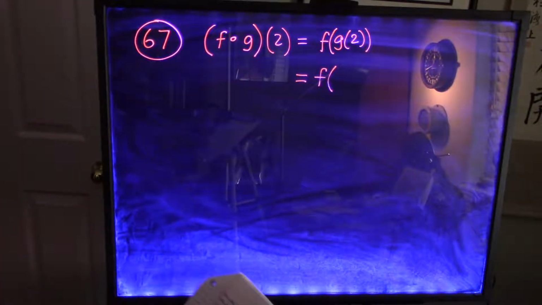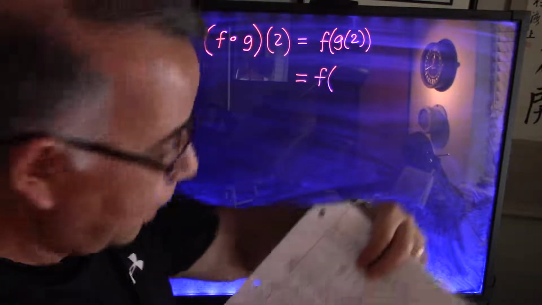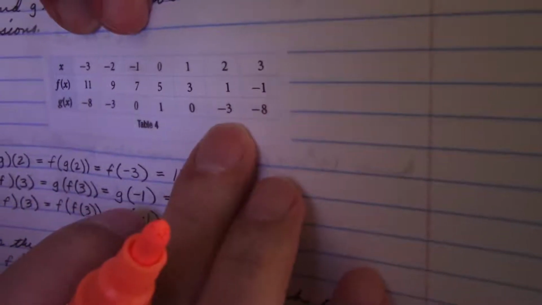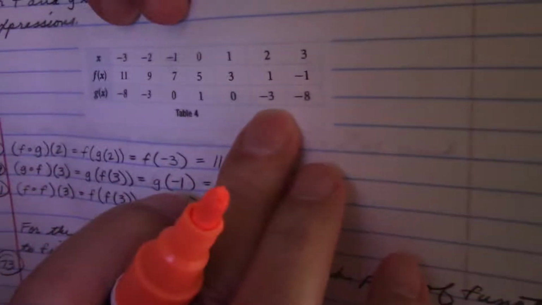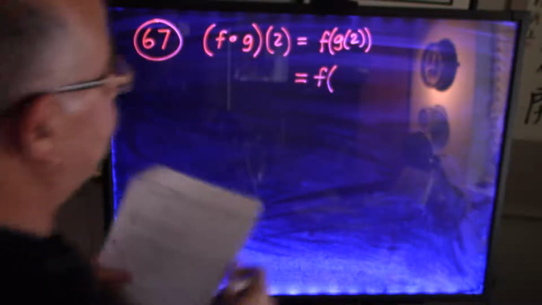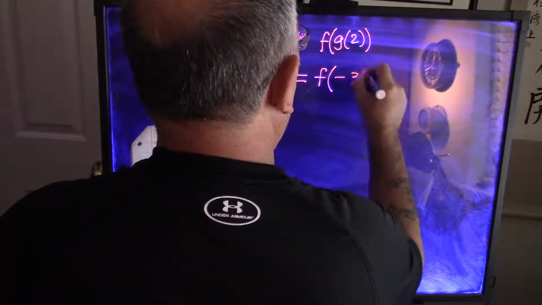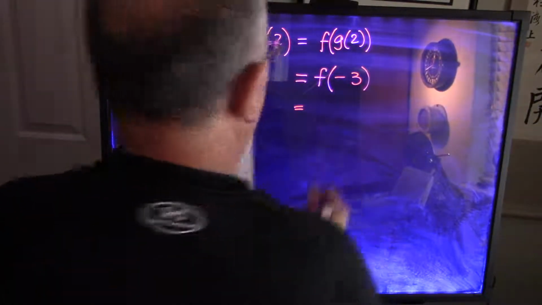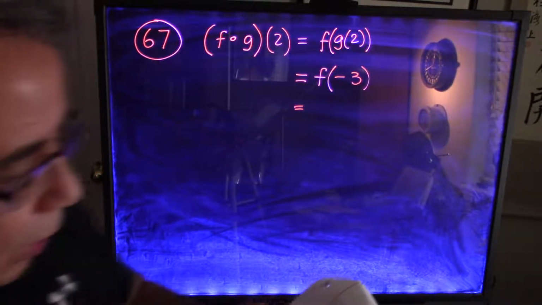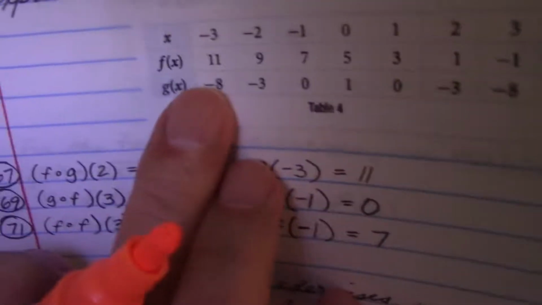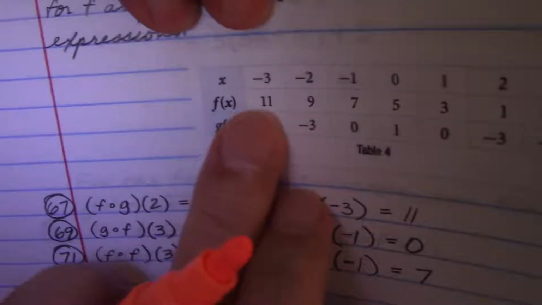So again, just like before, you find g of 2 in the table. Find x equals 2 right there. And then g is the last one down there, the third row, equals negative 3. So that's f of negative 3. And for f of negative 3, you find x equals negative 3, and then right there is f of negative 3, which is 11. Okay.